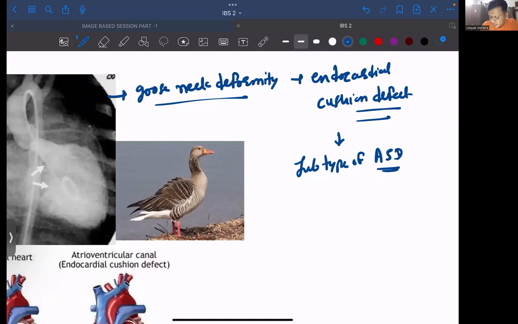So you can get in the option, gooseneck deformity is seen in, that is going to present in GI tract. Okay, you will find it in the GI tract, not in the heart. Gooseneck in GIT is seen in ileocecal TB. Gooseneck on heart is seen in endocardial cushion defect. Endocardial cushion defect is not in the option. Then what will you choose? You will choose ASD.